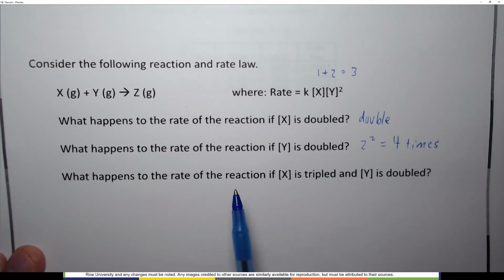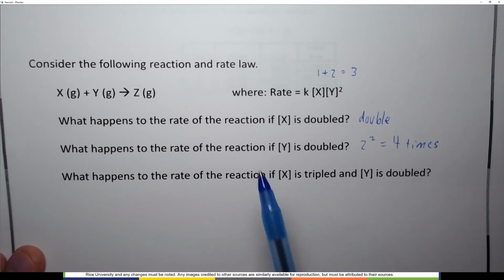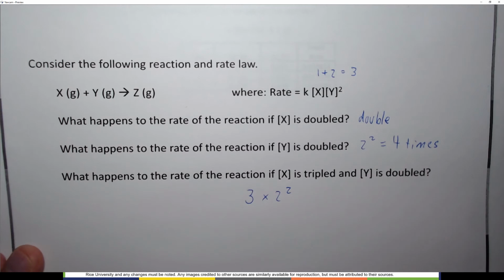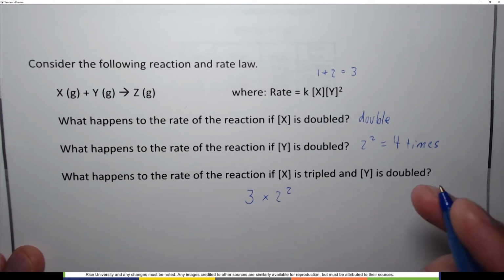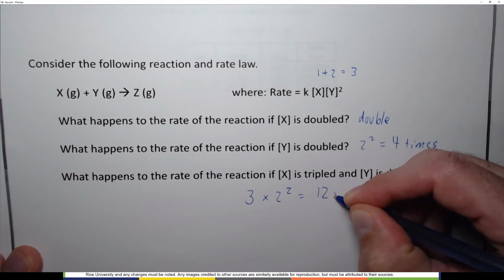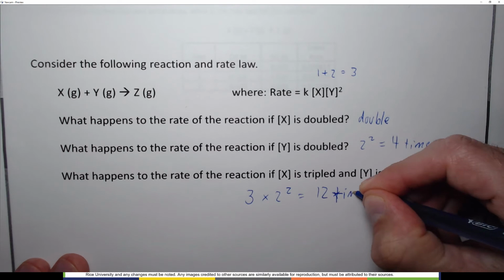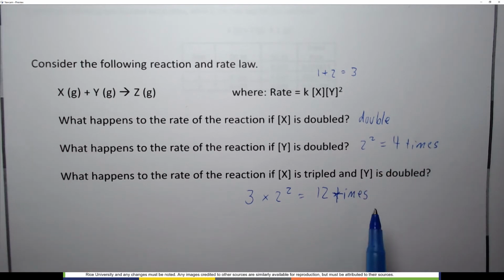And it says, what happens to the rate of the reaction if x is tripled and y is doubled? So if x is tripled, it's going to go up 3 times. If y is doubled, it's going to go up another 2 squared times, because y is second order, so we have to square it. So 2 squared is 4 times 3. So this reaction is going to go 12 times faster. I guess I should write the word. 12 times faster if we both triple the concentration of x and double the concentration of y.